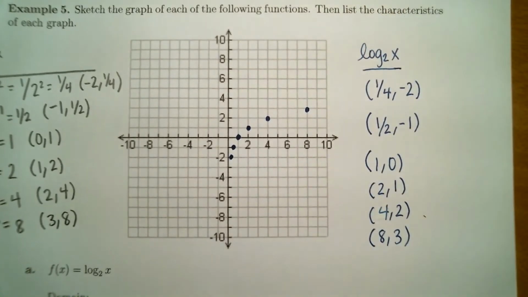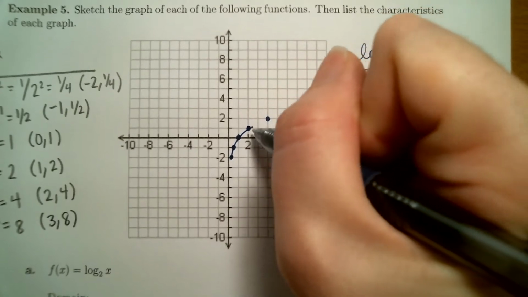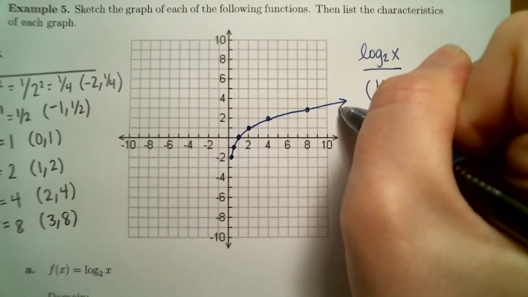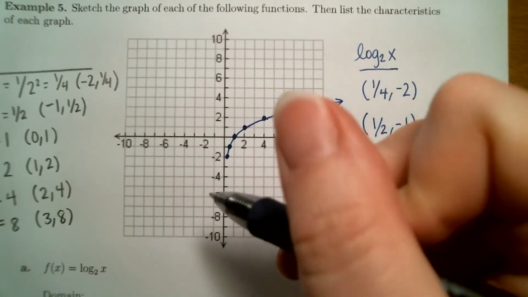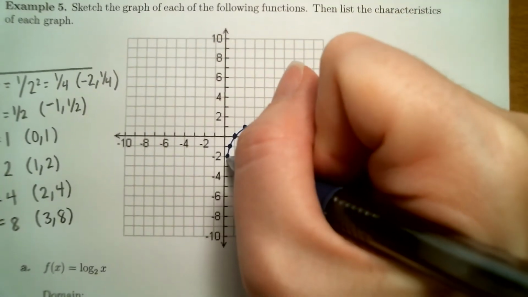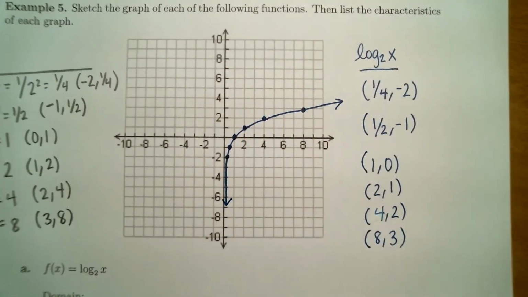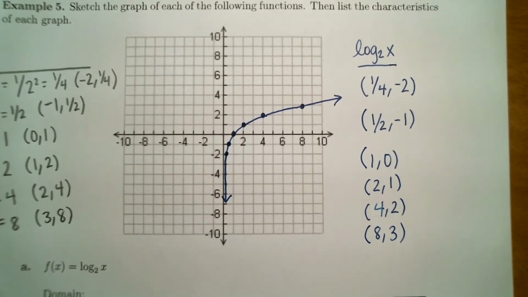So you can kind of see the shape that the logarithmic graph is taking. If we connect these dots, this is what this side is doing. What's going to happen in this direction is we're going to get closer and closer to the y-axis, but never touch it. So this is going to be a vertical asymptote. That's what the y-axis is.